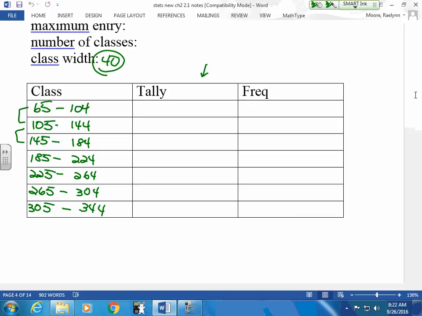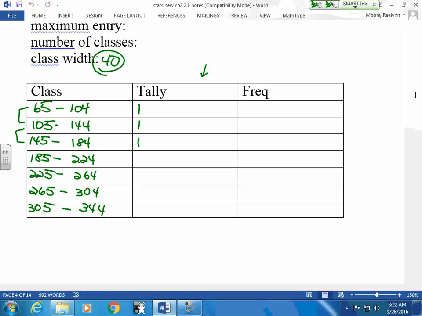You go through your data. I can't keep scrolling back and forth, but if you look at your data, my first data is 128. Oh, 128 falls right in here, right? My second piece of data, if I go across, is 100. There's my tick mark. My third piece of data, 180, put a tick mark. Everybody comfortable with this part?